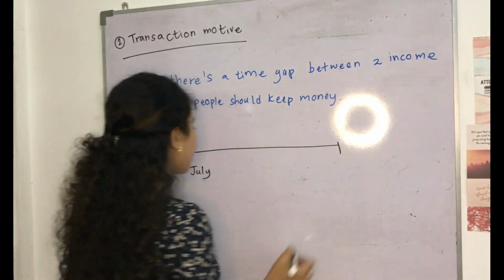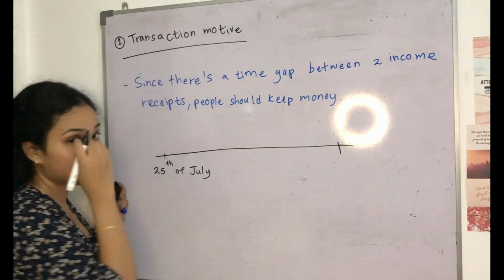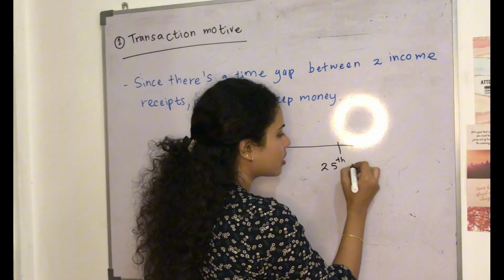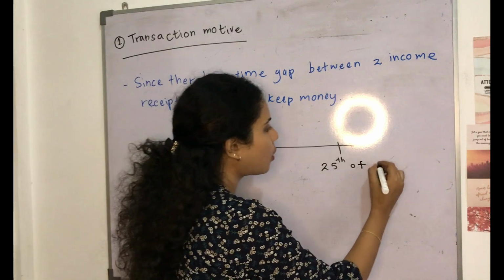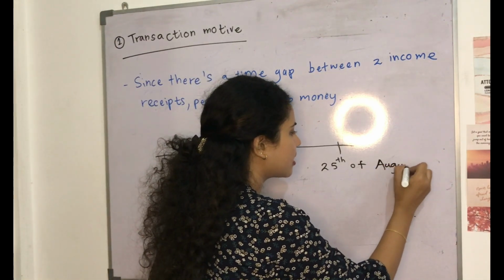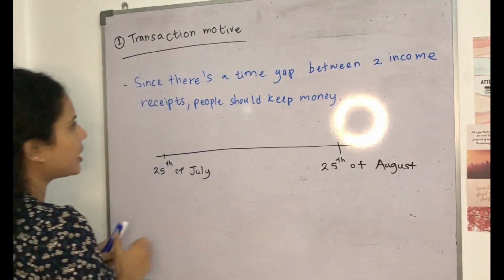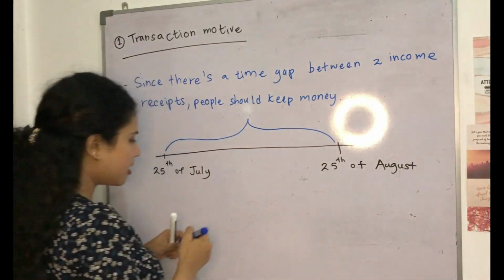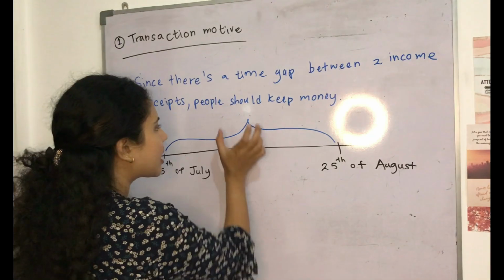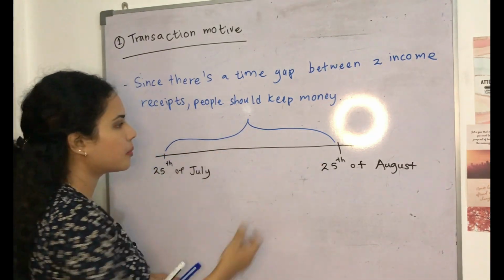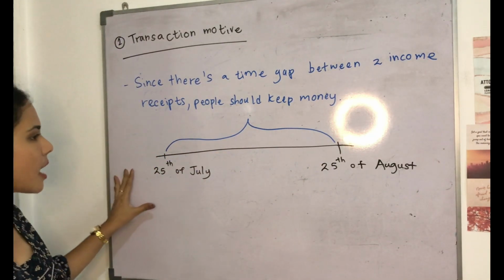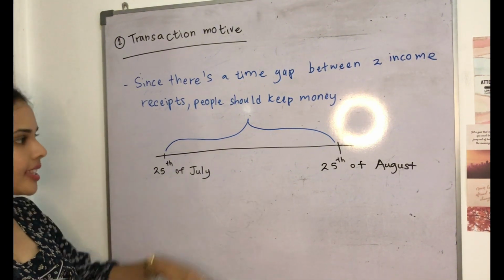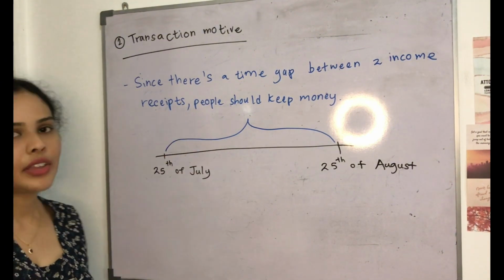So again he'll be receiving the next month's salary on 25th of which month? July, then August. So there's a time gap between two income receipts. Can you see? There's a time gap between receiving the two incomes. In this example, there's a month between receiving two income receipts.